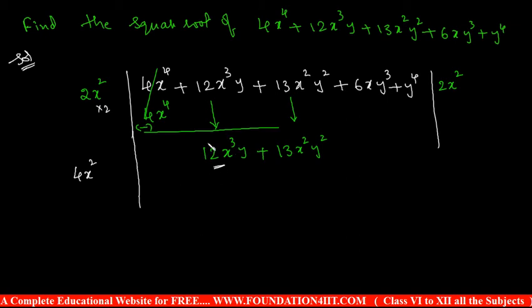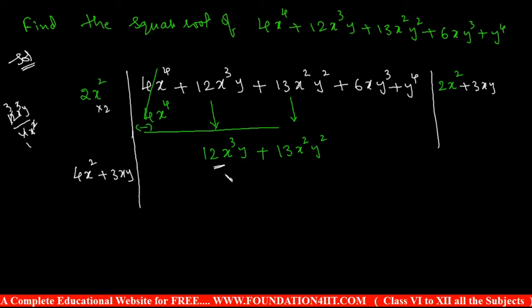Otherwise, if you don't know, you can take this and divide directly. In rough work, 12x^3y divided by 4x^2: 4 3s are 12, x^3 by x^2 leaves x, so 3xy. So 4x^2 into blank equals 12x^3y, and that is 3xy. Write plus 3xy here, and the same plus 3xy here. Now take this 3xy and multiply it with the entire divisor part.